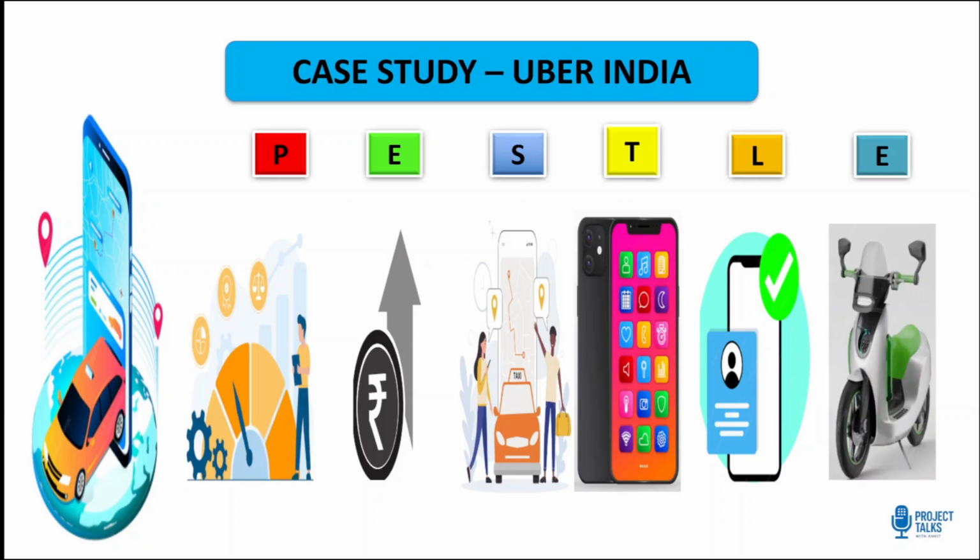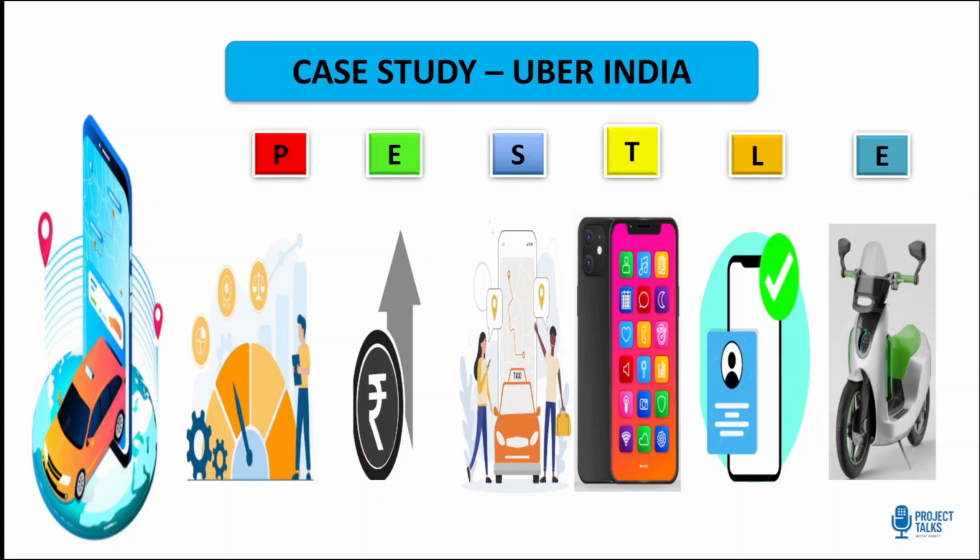And environmentally, as India pushed for EV adoption, Uber has started pilot programs with electric vehicles to align with sustainability goals. So you see, all six PESTLE factors shaped Uber's path in India. Some boosted their growth, others slowed them down, but none could be ignored.